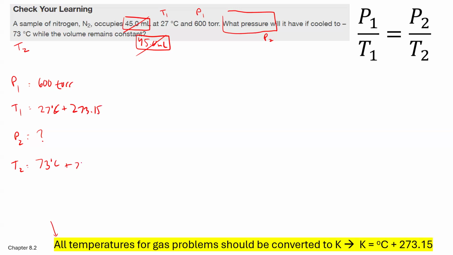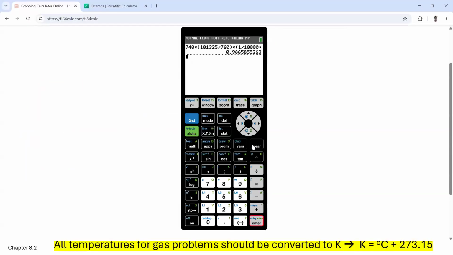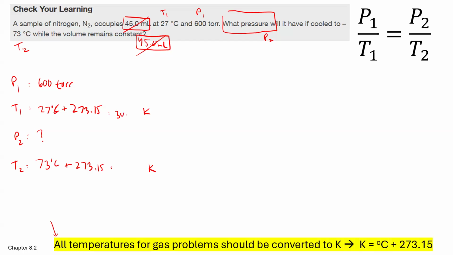273.15. This is now going to be in Kelvin. Let's do that math on our calculators now. 27 plus 273.15 is 300.15 Kelvin. We only should have two sig figs here, but we're gonna keep extra sig figs, right? Because we don't want to round too early. We'll round that at the very end.